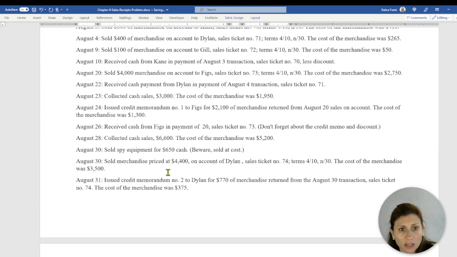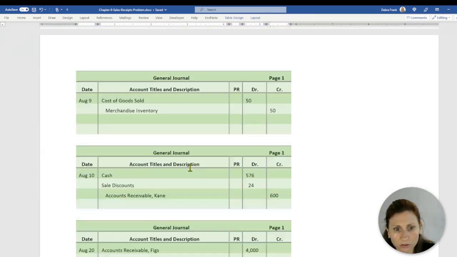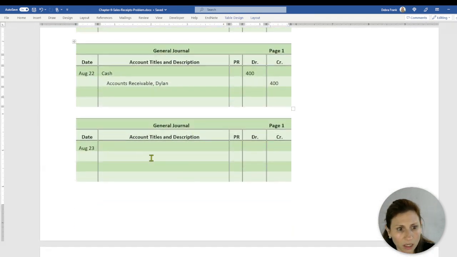Collected cash sales of $3,000. The cost of merchandise was $1,950. So this wasn't on account, so we're just going to record straight that we got cash. And it's still a two-parter. We still need to record the merchandise, the inventory that's going away, and the cost associated with it. We just don't have accounts receivable, so we don't have to worry about tracking that. We just have cash and sales. So let's go ahead and record that.